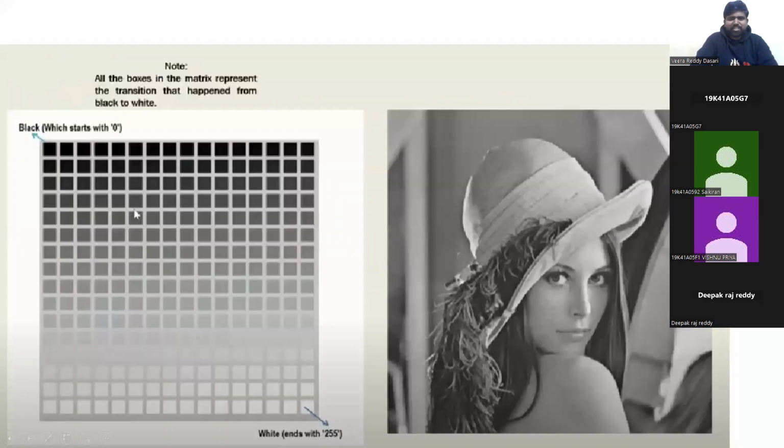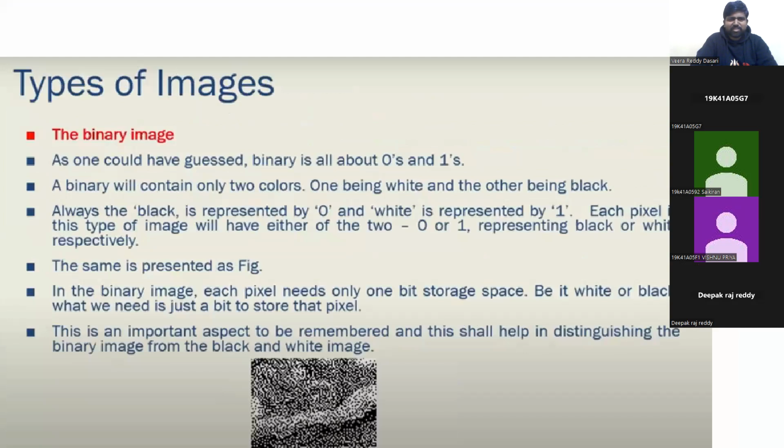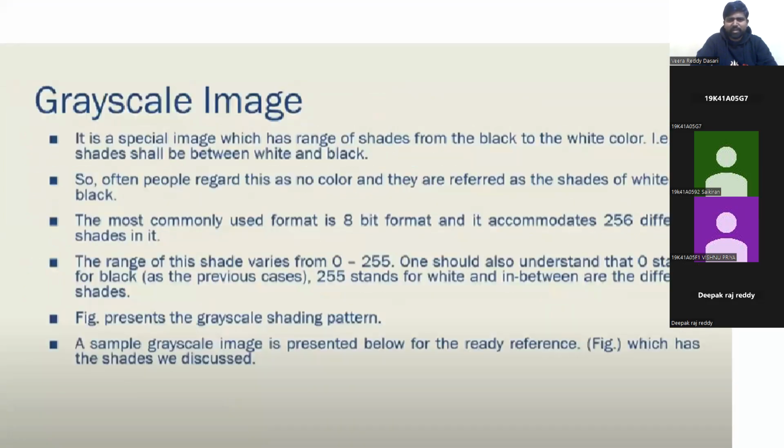So I discussed basic types of images. This is a basic understanding you need to have for the entire semester. What are the different types of images? Binary image, black and white, grayscale, and previously we discussed grayscale transformation. In grayscale transformation, you have seen 0 to 255 range of shades.